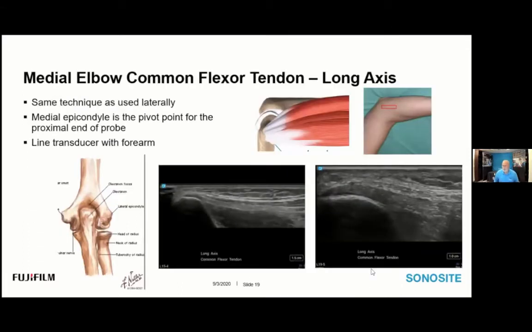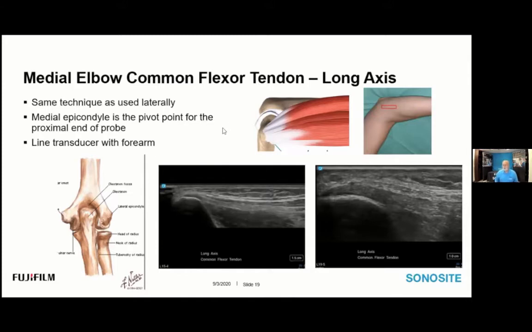Using a similar starting point as was used on the lateral elbow, our palpation landmark will be the medial epicondyle, and this will serve as a physical transducer pivot point, as well as a sonographic bony acoustic landmark to demonstrate both the common flexor tendon as well as the ulnar collateral ligament.